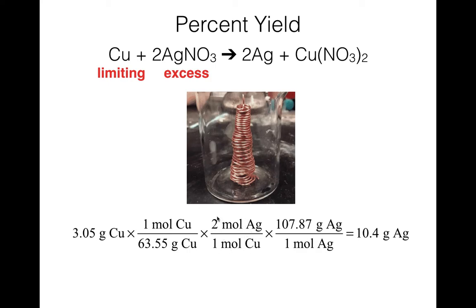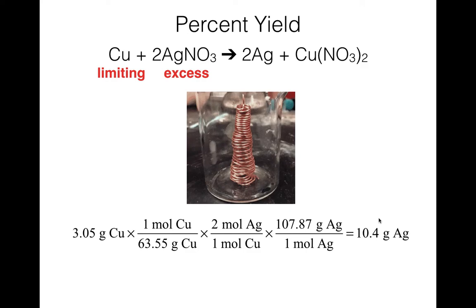That uses the mole ratio from the balanced chemical equation, so 1 mole of copper for every 2 moles of silver. And then lastly, we convert moles of silver to grams of silver using its molar mass from the periodic table. When you type that in, you do 3.05 divided by 63.55 times 2 times 107.87, which gives us a grand total of 10.4 grams of silver. So if we do the experiment, we should get 10.4 grams of silver, right?